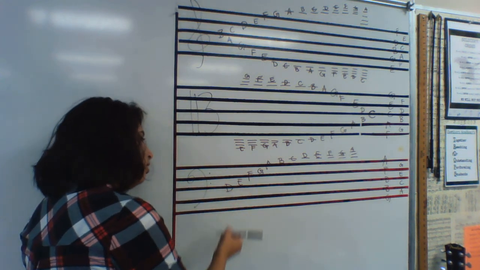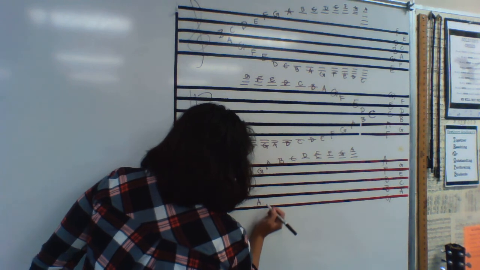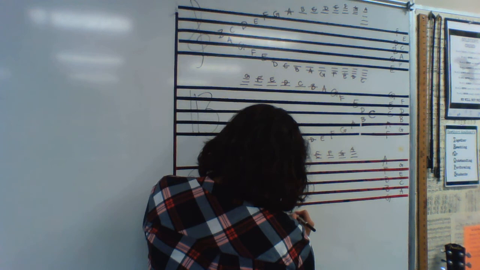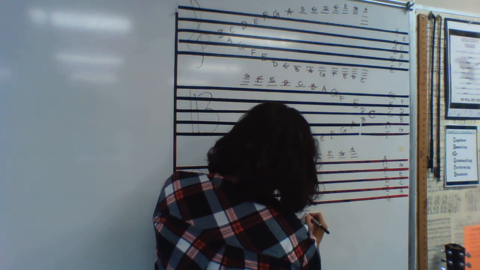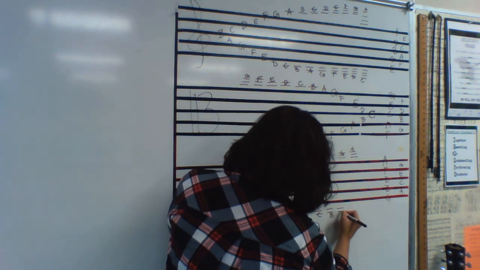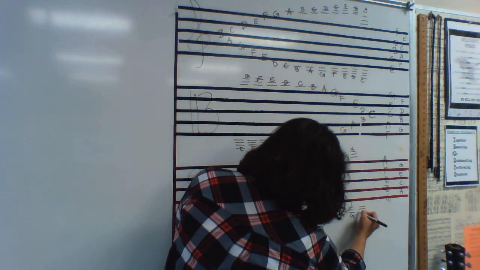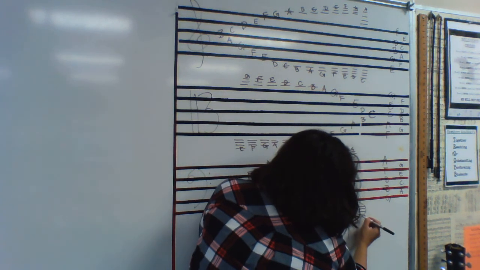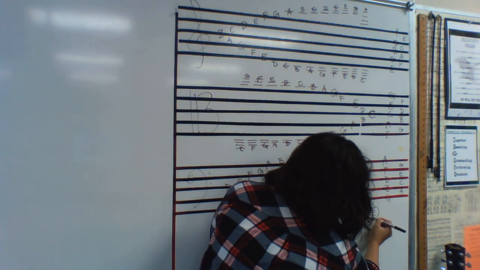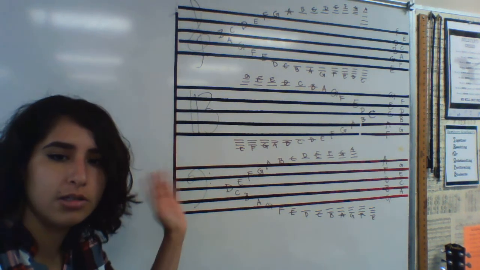And now we go down the alphabet. D, C, B, A, G, F, E, D, C, B, A, G, F, E, and it keeps going. Okay, it can go as high as you want and it can go as low as you want.